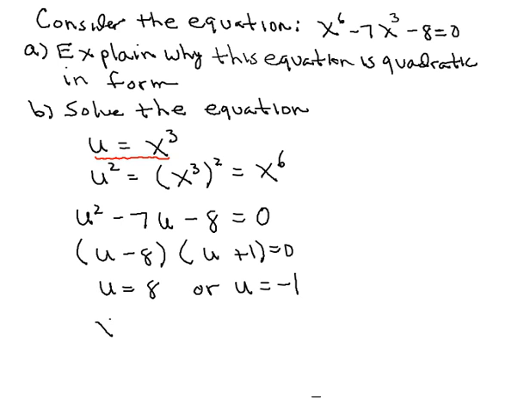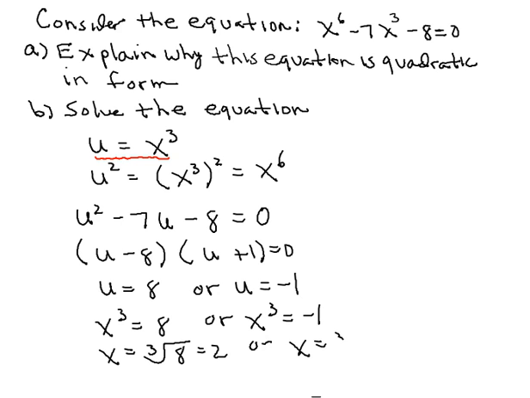So we will have next x to the 3rd is equal to 8, or x to the 3rd is equal to negative 1. And so to end up isolating x, we'll have x is equal to the cube root of 8, which is equal to 2, or x will be equal to the cube root of negative 1, which we know to be negative 1. So our solutions to the equation will be x equal to 2, or x equal to negative 1.